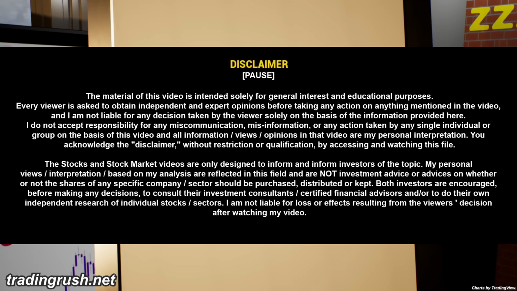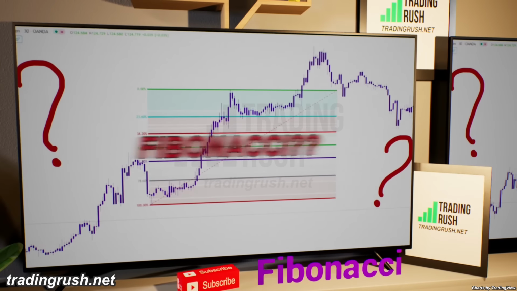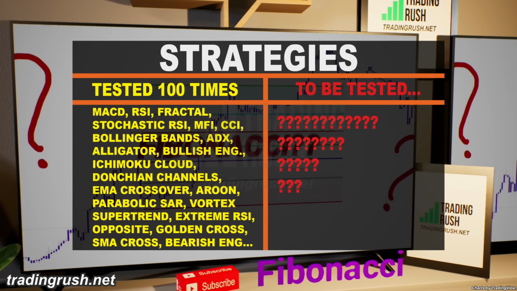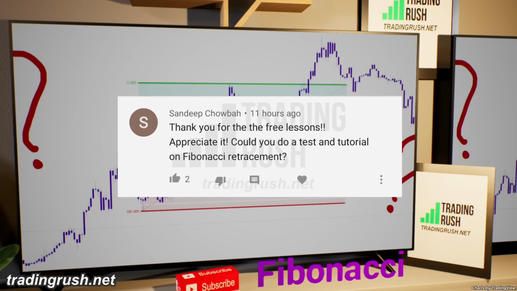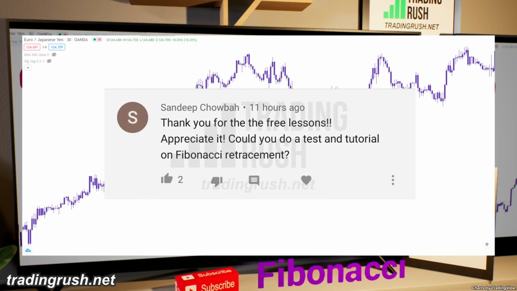Does Fibonacci trading strategy even work? Should you trade using the Fibonacci retracement tool? I have tested many strategies on the Trading Rush channel, and almost every other day, there is a comment about testing the Fibonacci trading strategy or to give my thoughts on it.